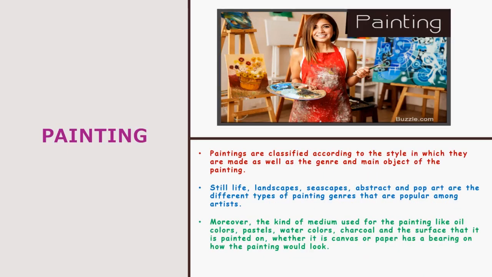Okay. Next thing is painting. So drawing is different and painting is different. Drawing can be done with a pencil or a charcoal or a pen. That is it. You need not color it also. Even when you are not coloring it, it is a drawing. But painting is different because you use different colors inside that, isn't it? So paintings are classified according to the style in which they are made, as well as the genre and main object of the painting. Genre in the sense there are different forms of painting itself.